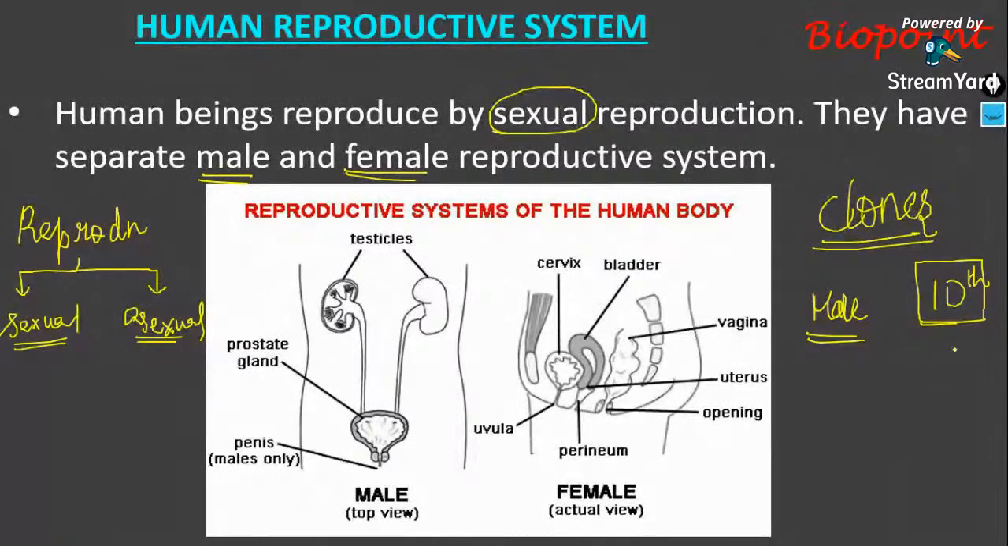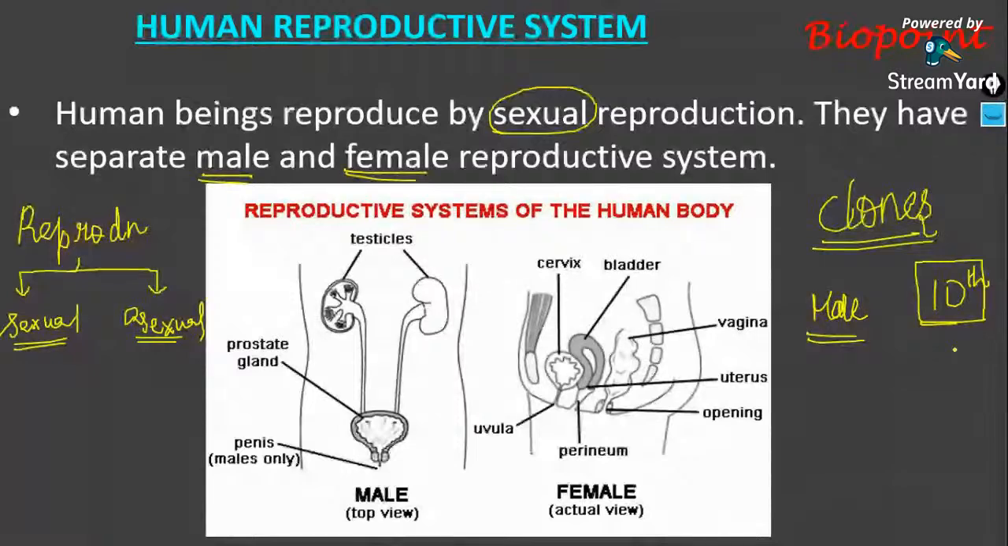Okay guys, the male reproductive system consists of the main important part, that is the testis, which is followed by the vas deferens. Next you have the seminal vesicle, prostate gland, bulbourethral gland, then urethra and penis. These are the different parts of the male reproductive system, right?